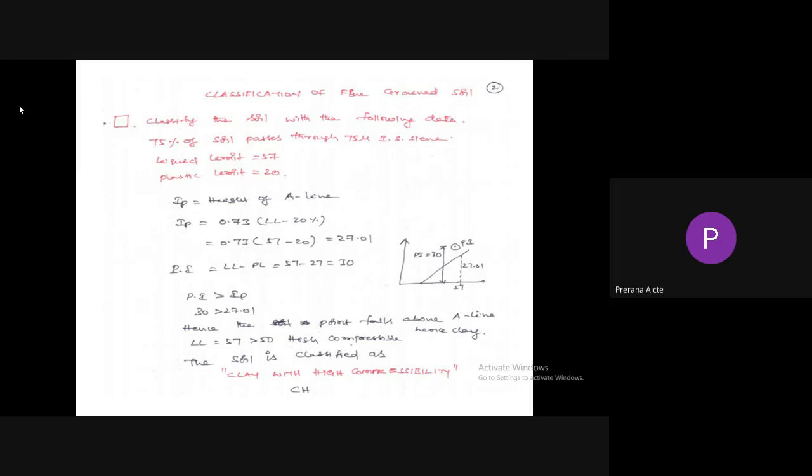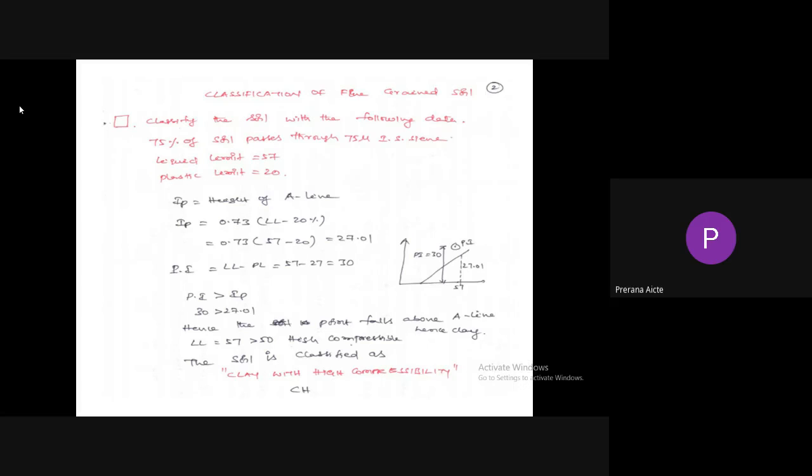Plasticity index is greater than the height of A line, so the point lies above the A line. Height of A line is equal to 27.01, plasticity index is equal to 30. So the point falls above the A line.